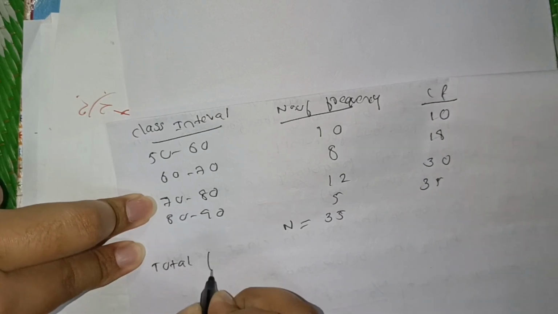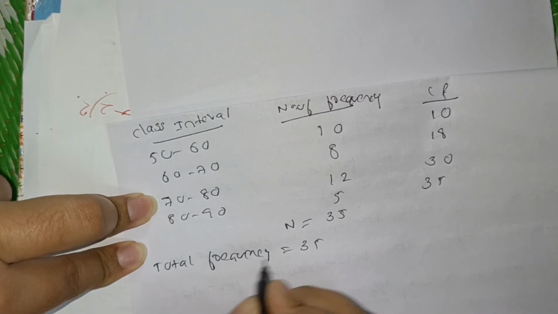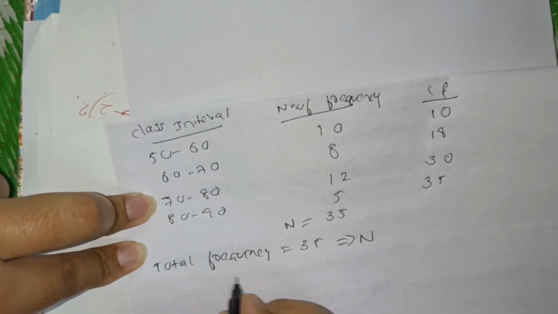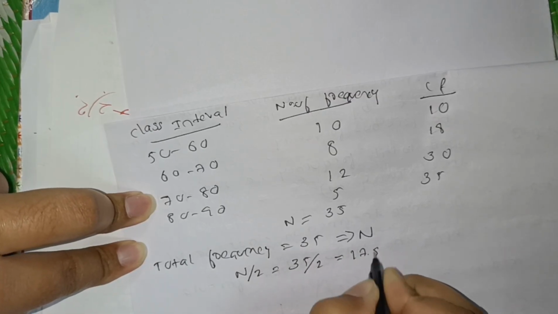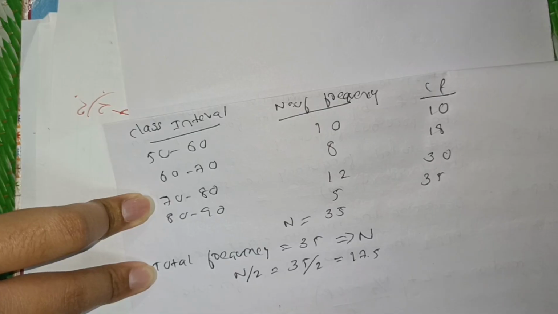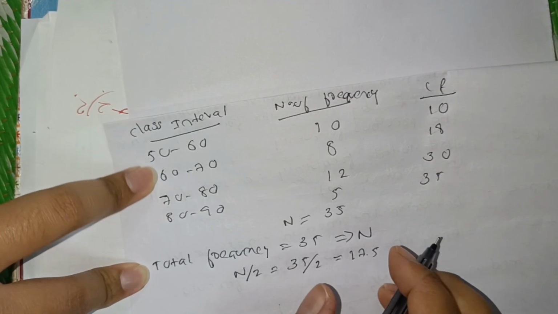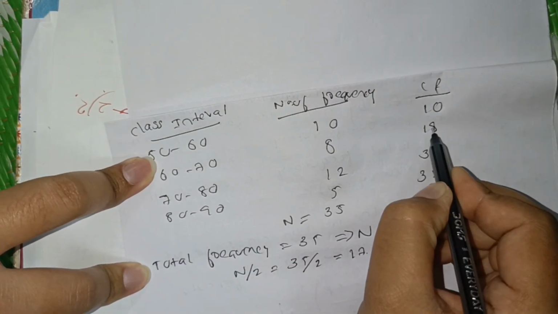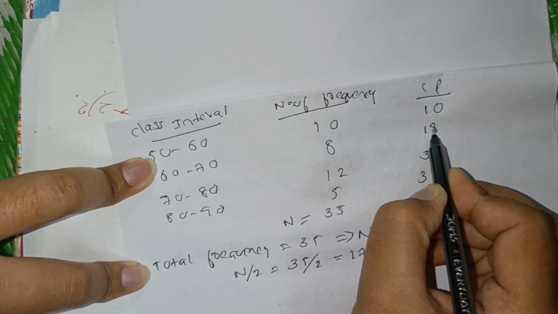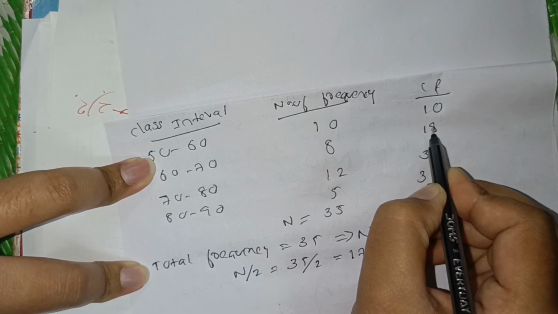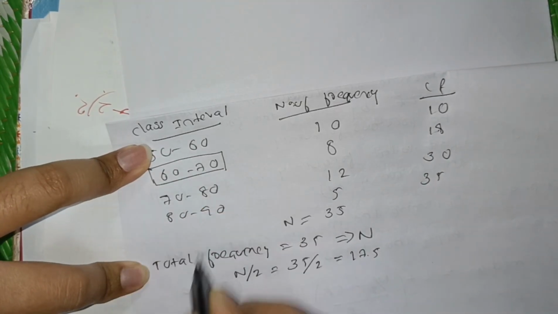So total frequency equals 35, which is also denoted as n. Calculate n by 2 by dividing 35 by 2. You will get 17.5. Now 17.5 lies between the cumulative frequency 10 and 18. So we have to choose the median class for the cumulative frequency 18. As 18 is more than 17.5, the corresponding median class is between 60 to 70.